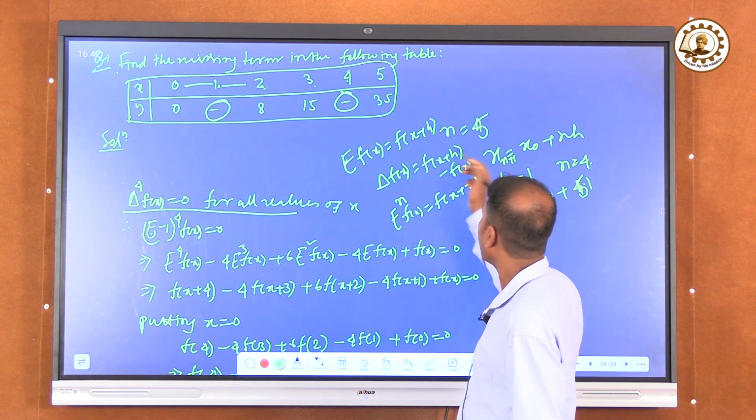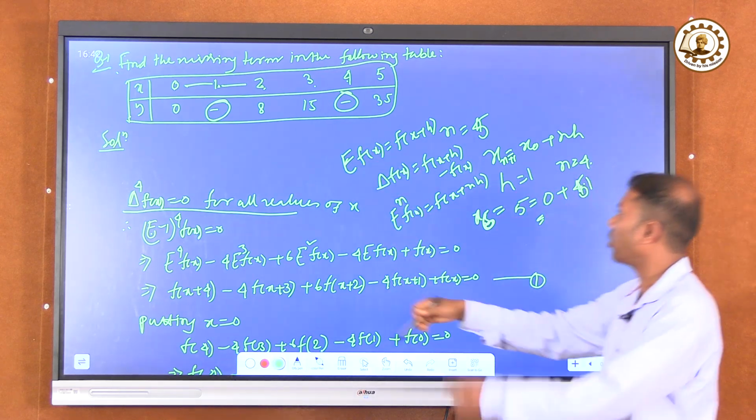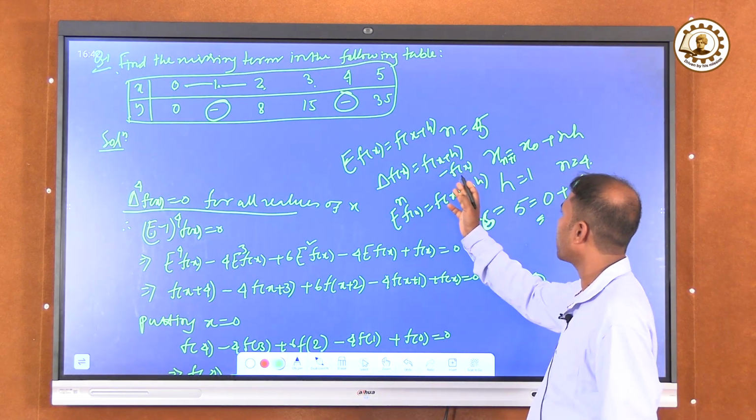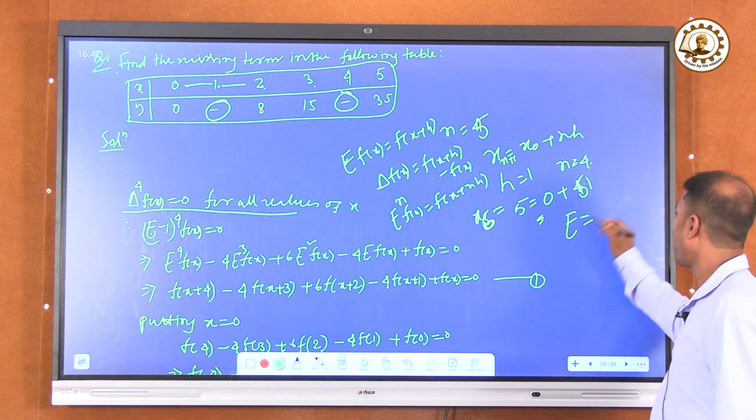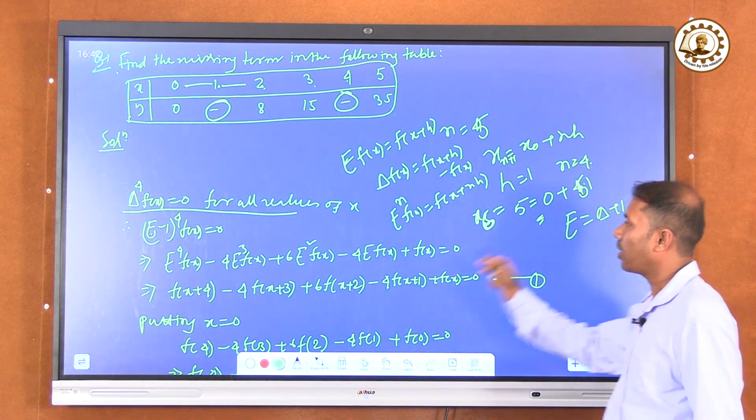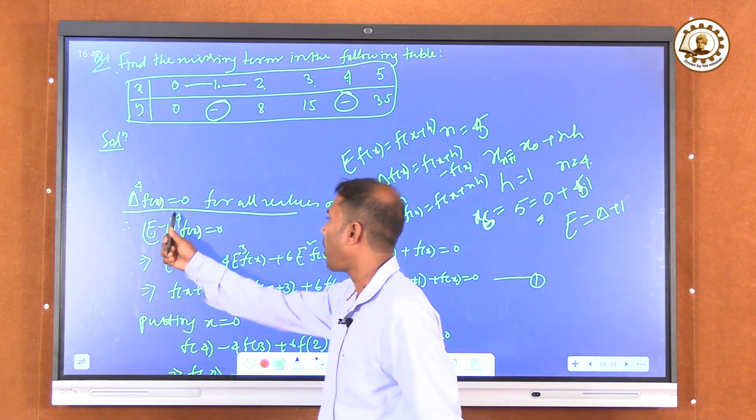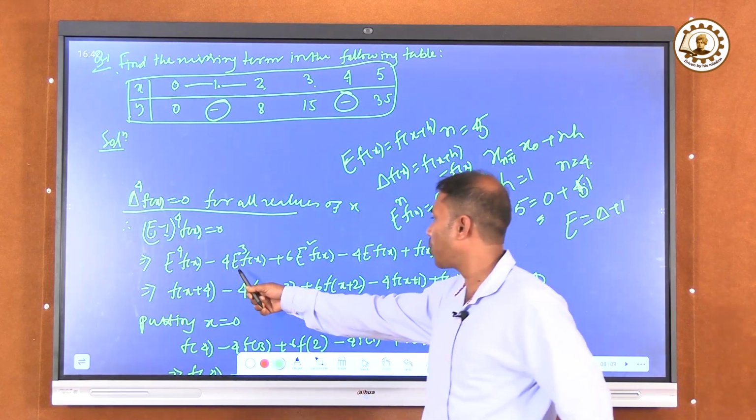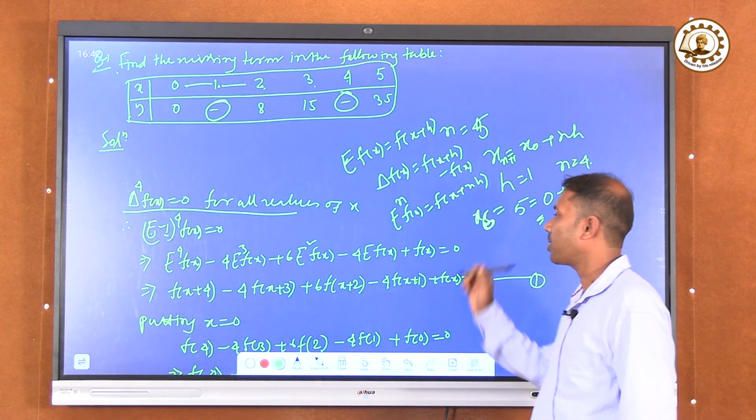If we solve these two equations, E of fx equals f of x plus h and delta fx equals f of x plus h minus fx, we can find the shift operator E equals delta plus 1. So delta equals E minus 1. So (E minus 1) whole to the power 4 fx. We simplify this: E to the power 4 fx minus 4 E cube fx plus 6 E square fx minus 4 E fx plus fx.